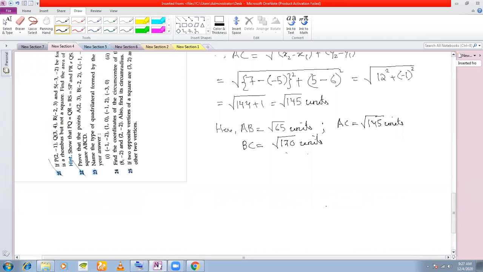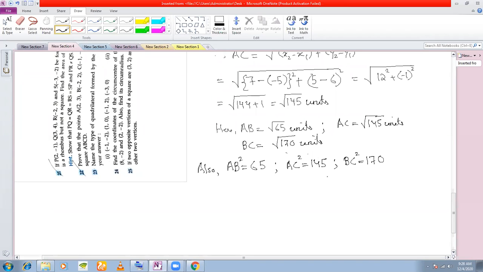But remember, whenever you are attempting this kind of a problem where the type of triangle is asked, you also square the sides and check whether it is a right angle triangle or not, using the converse of Pythagoras theorem, if you remember. So what you do here is you also check that AB square is 65, AC square is 145, and BC square is 170.